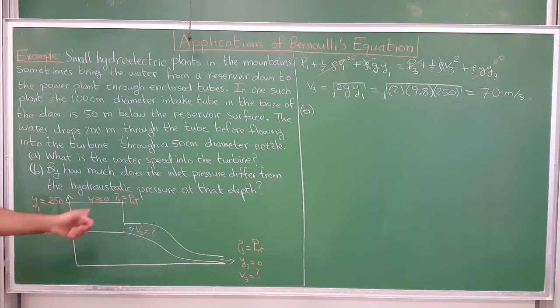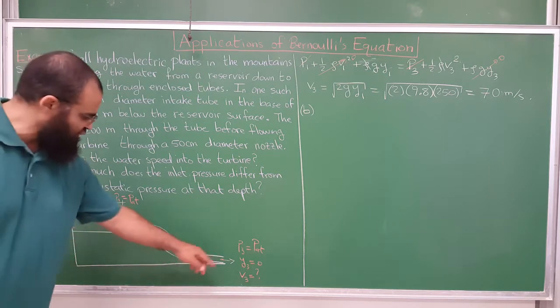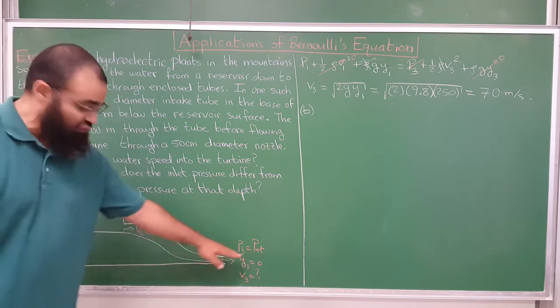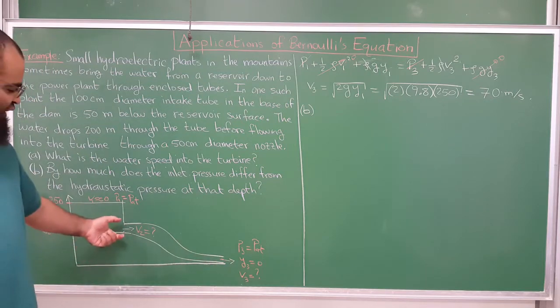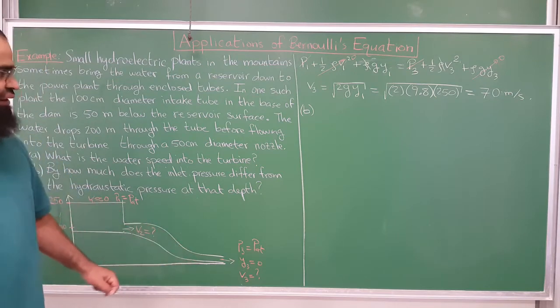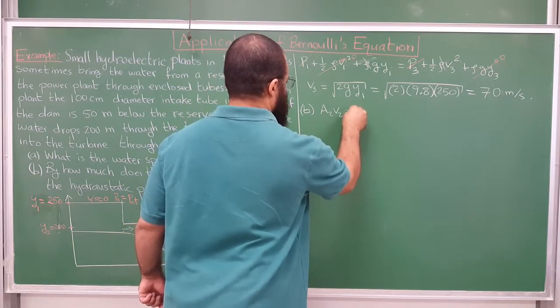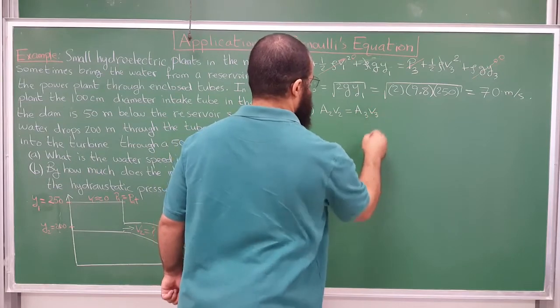So we need to find the speed here first. Let's find V2. To find V2, see, the fluid enters here and then it leaves here. So if 1 gallon per second flows into it, 1 gallon per second has to flow out. So we will use the continuity equation, which says the area here times the speed here equals the area there times the speed there. So we would have area 2 V2 will equal area 3 V3.